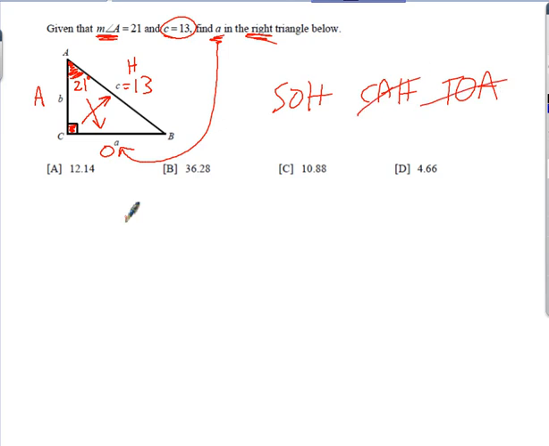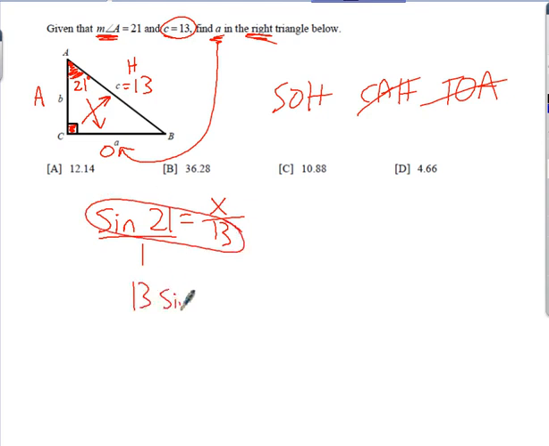So it's sine again. Alright, so sine of 21 is equal to opposite, I don't know, I'm going to put an x there, you could use any variable you want, over 13. I'm going to turn this into a proportion by dropping a 1 under here. And I'm going to cross multiply and set up a new equation. 13 sine 21 equals 1 times x, or just plain x.